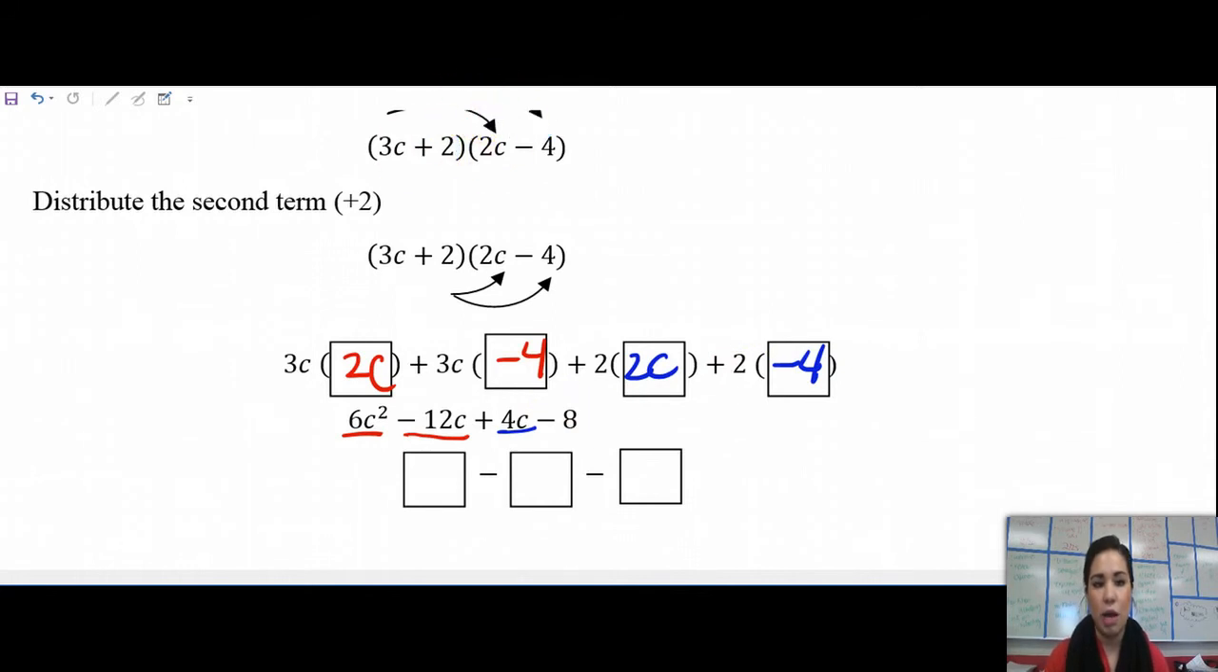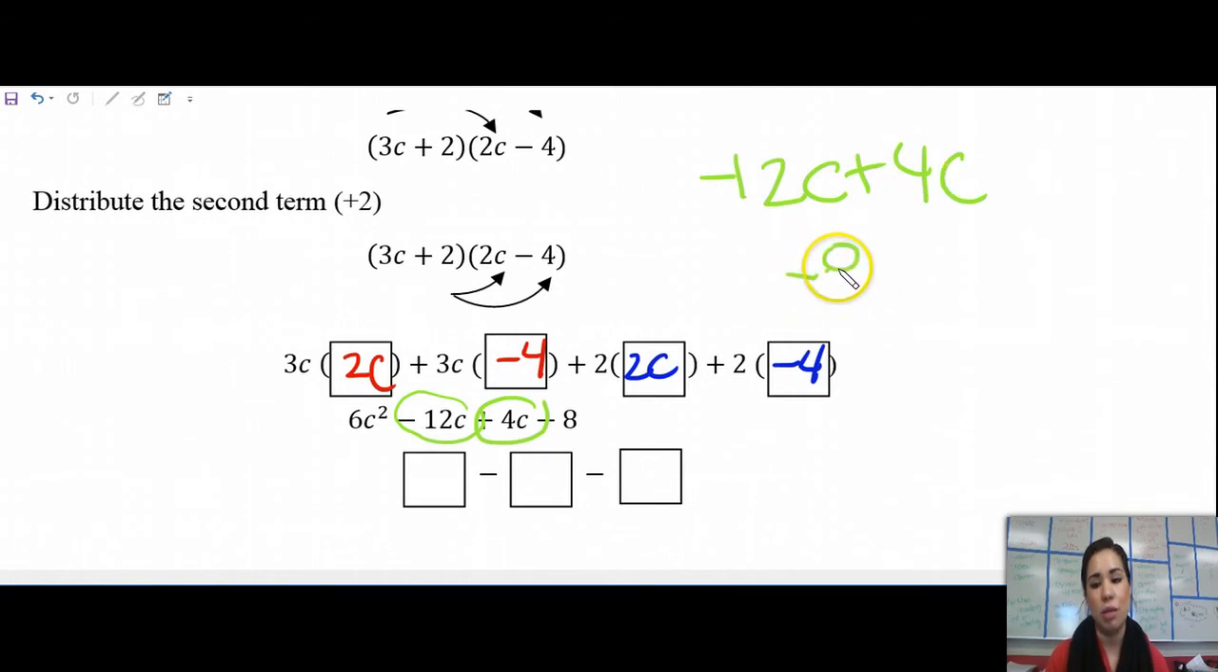So now I ask myself, did I multiply everything? Yes, I multiplied the first one by everything here, and I multiplied the second one by everything here. So I'm good to go. Now I just have to simplify. I'm going to look to see if there are any like terms. I see right away that these both have c's, so I could combine those, and that's about it. What is negative 12c plus 4c? I know how to combine like terms. Negative 12c plus 4c is negative 8c.